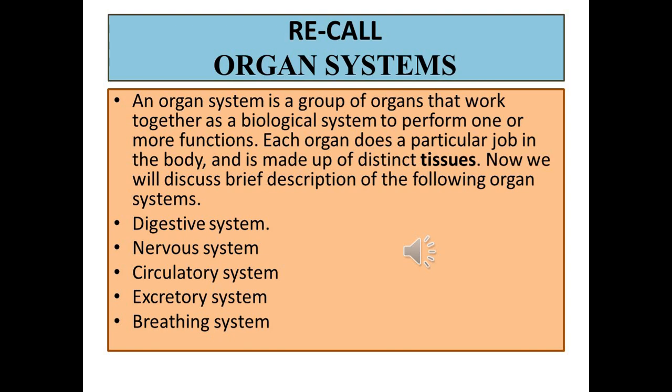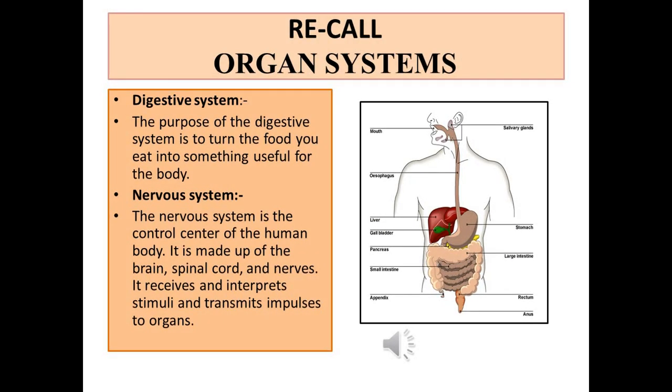Now we will discuss brief description of the following organ systems. Digestive system. Nervous system. Circulatory system. Excretory system. Breathing system. The recap of different organ system. Digestive system. The purpose of the digestive system is to turn the food you eat into something useful for the body.